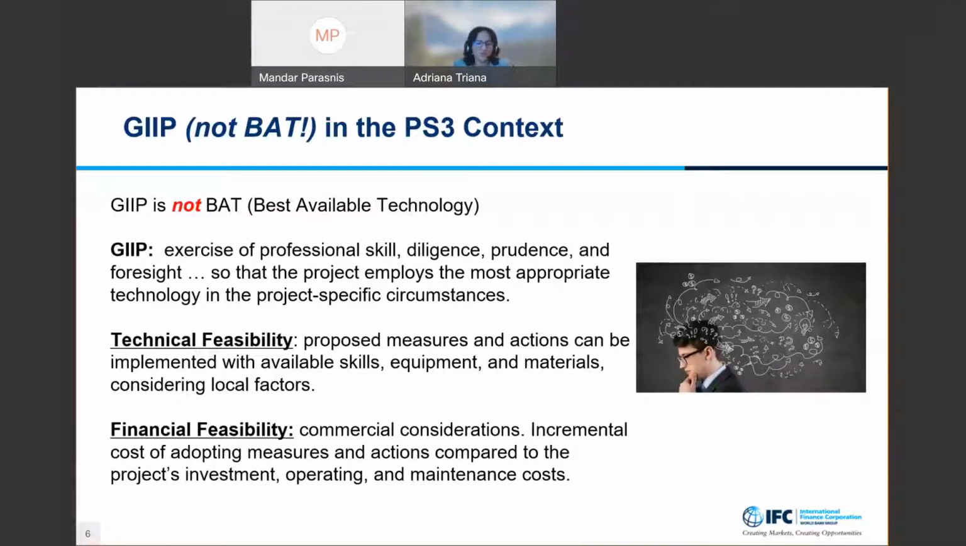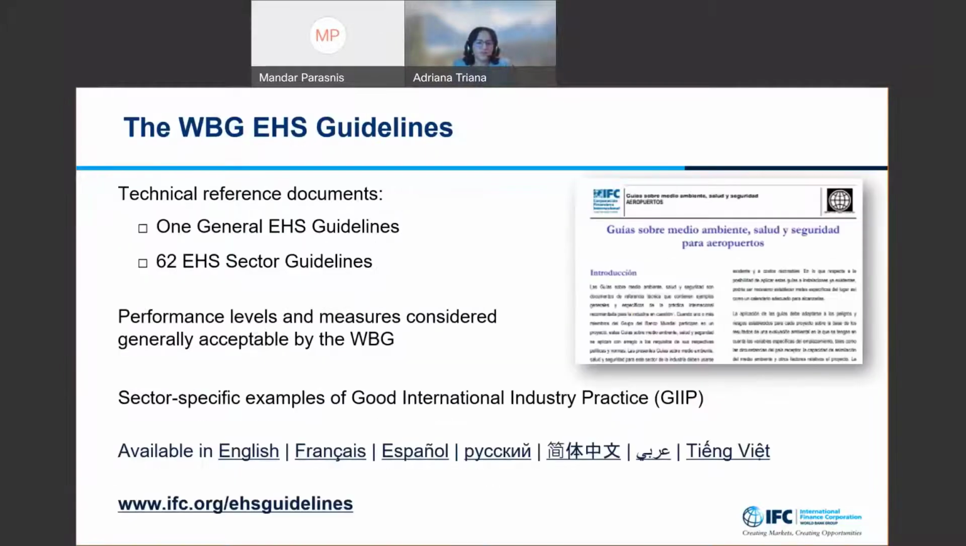I can implement the best technology, but maybe it's very expensive to maintain and operate. And we have seen this kind of project where they cannot be really implemented or effectively prevent pollution because it is not possible to maintain due to cost. So taking into account all these elements will really guide success in the future of the project. Now, one source of good international practice is the World Bank Group Environmental Health and Safety Guidelines, which are critical for the implementation of Performance Standard 3.